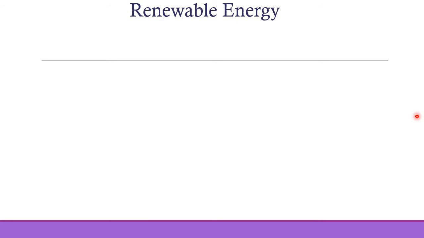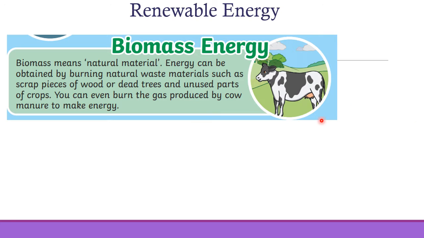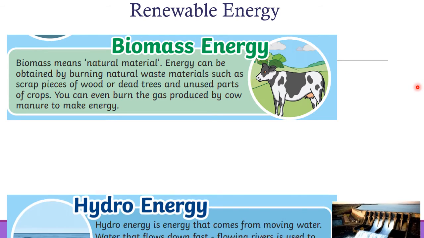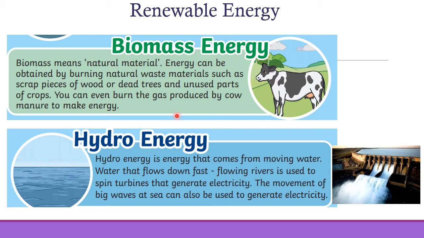Renewable energy. Here's a couple more examples. So we've got biomass energy, and biomass means natural material. Energy can be obtained by burning natural waste materials such as scrap pieces of wood or dead trees and unused parts of crops. You can even burn the gas produced by cow manure to make energy. And hydro energy. Hydro energy is energy that comes from moving water, water that flows down very fast, and flowing rivers are used to spin turbines that generate electricity. The movement of big waves at sea can also be used to generate electricity.